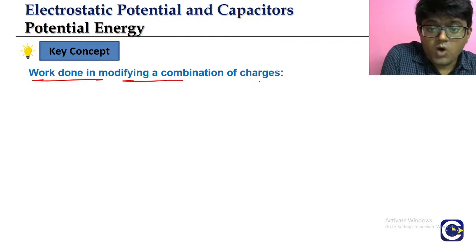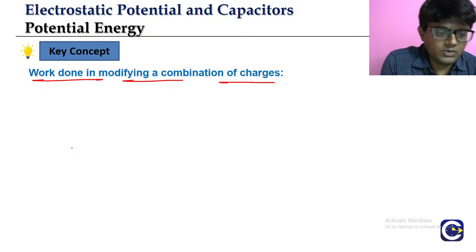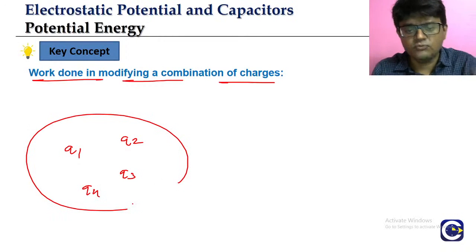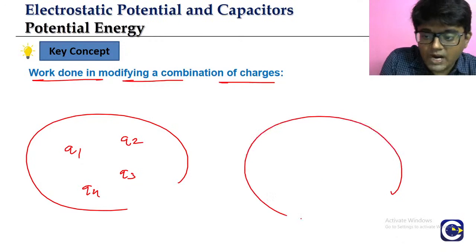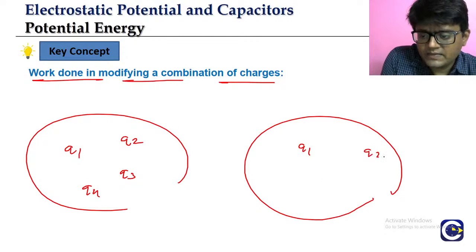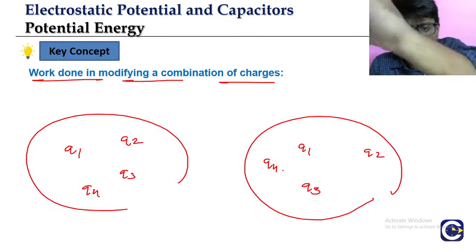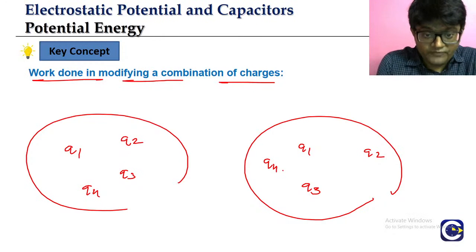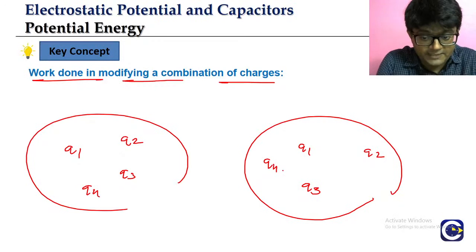Work done in modifying a combination of charges. இப்போ இங்க ஒரு combination of charges இருக்குன்னு வச்சுக்கோங்க. We don't know what is the number. Maybe 3 charges ஆகட்டும், 4 charges or 5 charges. You have a combination of charges. அதை நம்ம modify பண்ணா, we may move the charges here and there. ஒரு சார்ஜ் எடுத்துட்டு அங்கலேருந்து we are taking it and keeping somewhere else. அப்படி modify பண்ணா, we are modifying it means we are applying some external force, right?